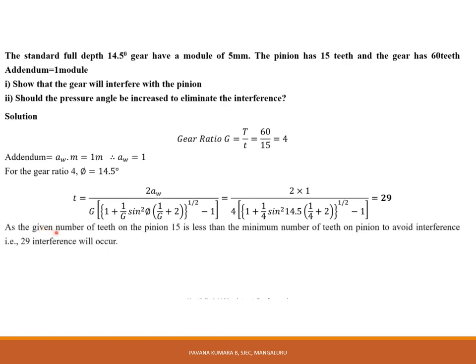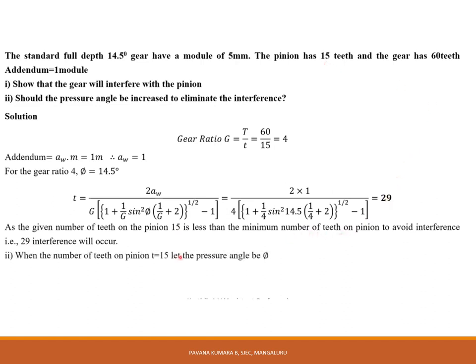The given number of teeth on the pinion is 15, which is less than the minimum number of teeth on the pinion to avoid interference, 29, so interference will occur. Actually, if you find it, you will get 29, but the actual teeth is 15, so it should be less than the actual teeth. So with 29, interference will occur. If the pinion has fewer teeth than required, interference will occur.